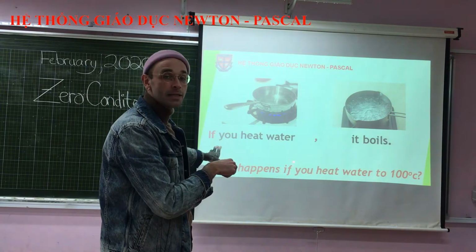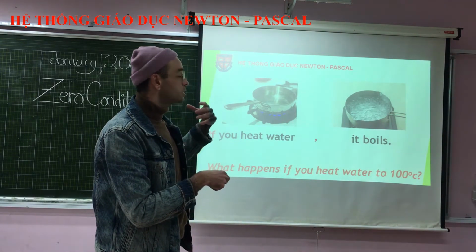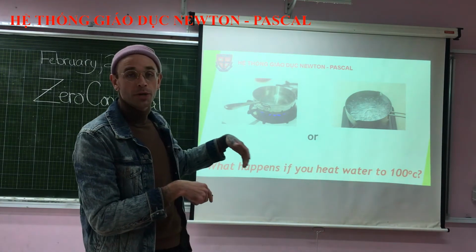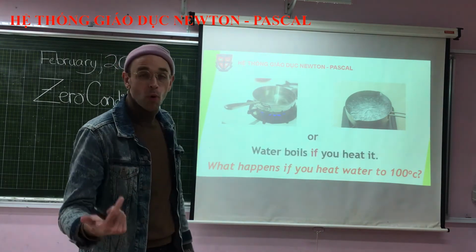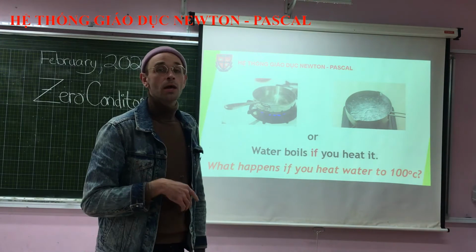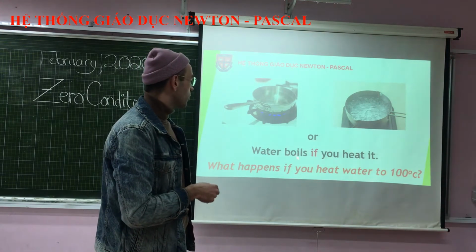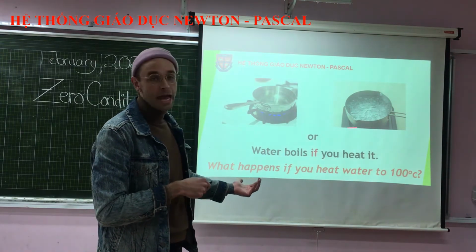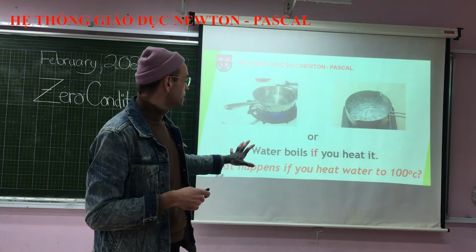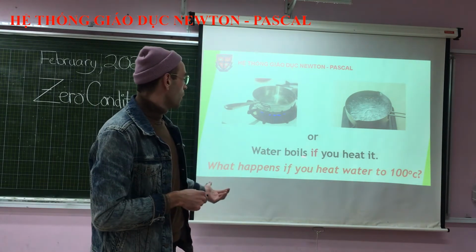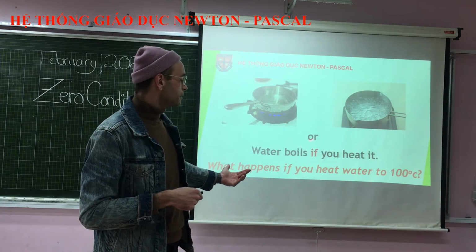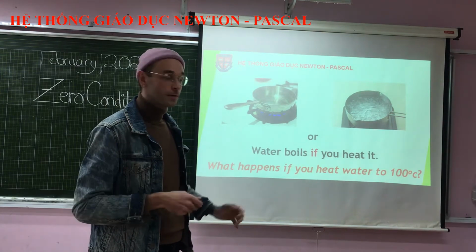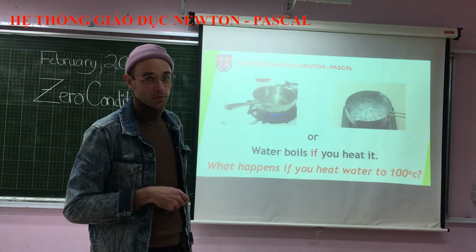Let's look at another type of sentence that we can use in order to say the same exact thing. So, what happens if you heat water to 100 degrees Celsius? Water boils if you heat it, right? So, in this sentence here, we have our what happens on the left side. And then on the right side, we have our if. In this type of sentence here, we do not need a comma. When our what happens is on the left and our if is on the right, no comma. We only need a comma when the if is on the left and the what happens is on the right.